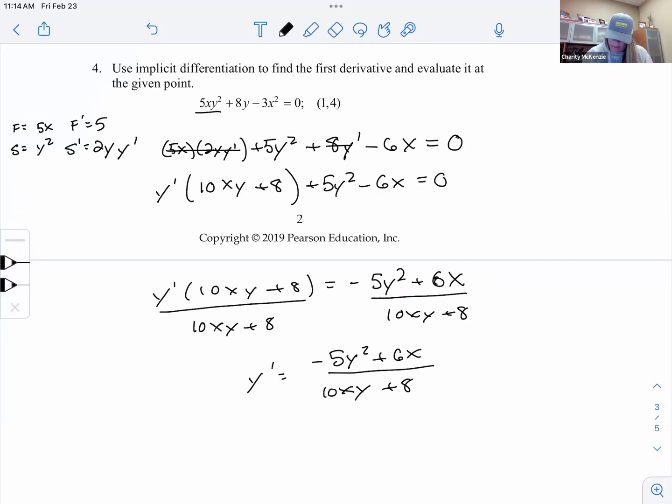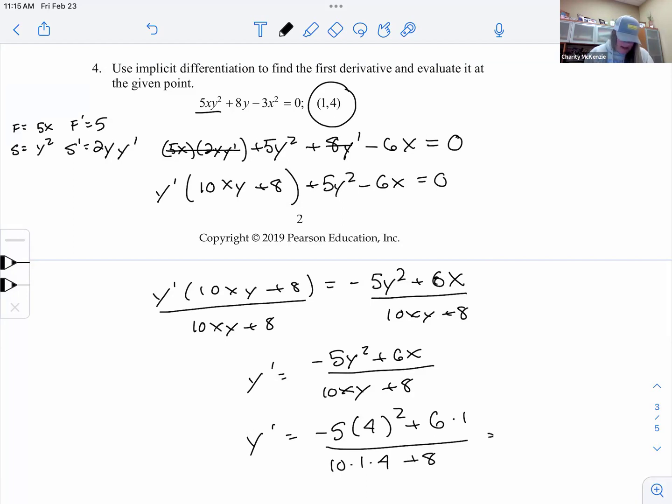Were we given numbers for x and y? Yes. So then we can find an actual value, right? So we're going to put in 4 for y and 1 for x. So I'd have negative 5 times 4 squared plus 6 times 1 all over 10 times 1 times 4 plus 8. If I did it right on my calculator earlier today, then I got negative 74 over 48. So hopefully that is the correct answer on that one.